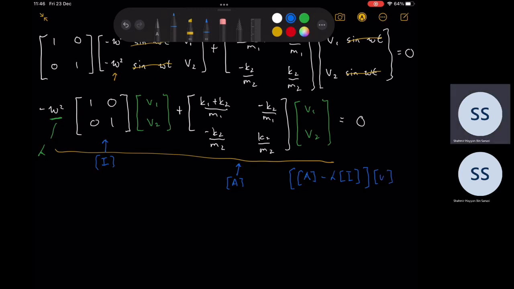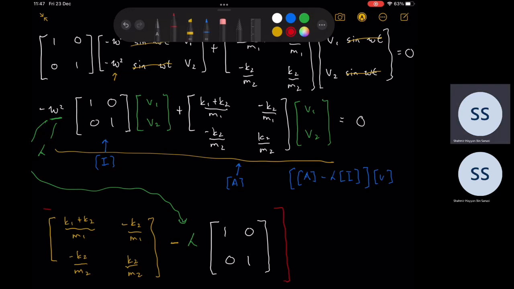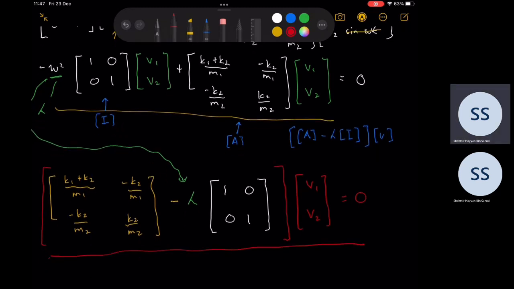So we can write it as K1 plus K2 over M1, negative K2 over M2, negative K2 over M1, K2 over M2, minus our lambda, which is omega squared, multiplied with the identity matrix, which is 1, 0, 0, 1. Because this is a mathematical operation, outside here is matrix V1, V2, which is equal to 0. So this is what we call the characteristic equation.